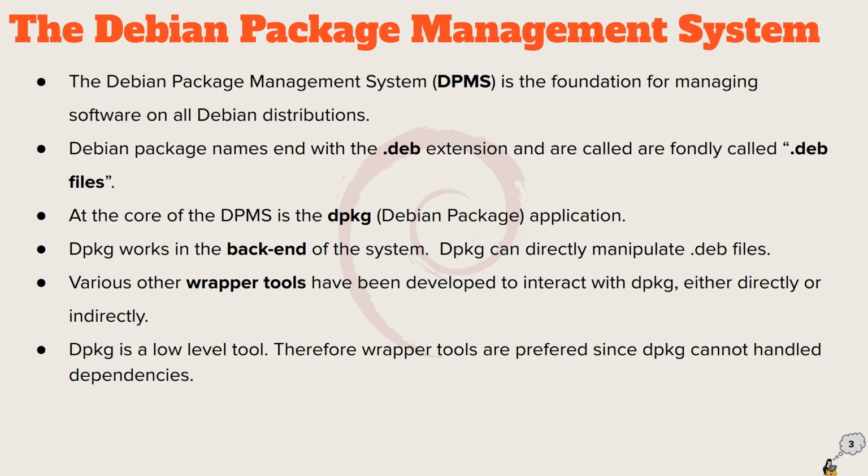Okay, the Debian Package Management System, or DPMS, is the foundation for managing software inside a Debian Linux distribution. Ubuntu is a Debian Linux distribution, it's part of the big Debian family, therefore it uses the DPMS system for managing software. Debian package names are identified by their extension. The extension is .deb. These types of files are commonly referred to as .deb files. At the core of the DPMS is dpkg, the Debian Package Manager.